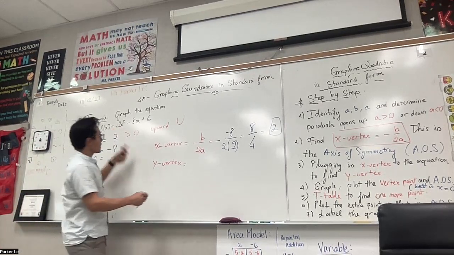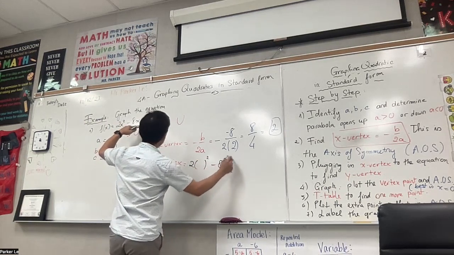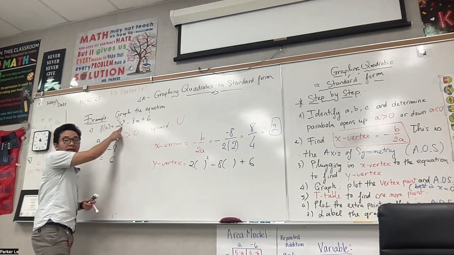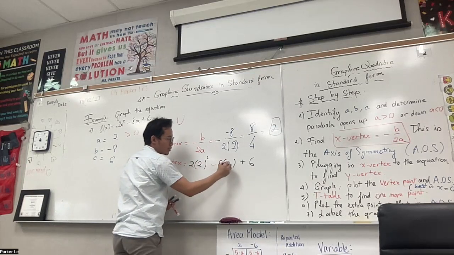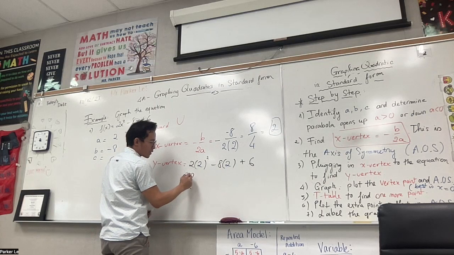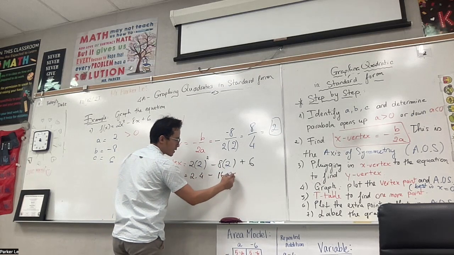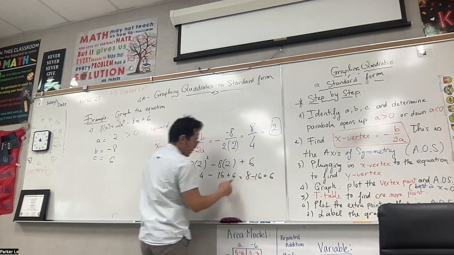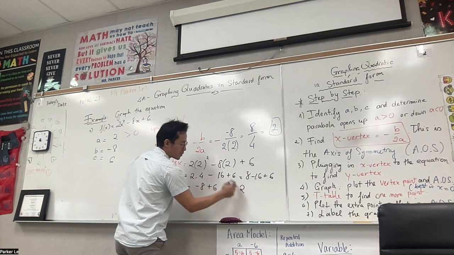So I'm plugging it in right here. Whenever I see x, I'm going to replace it by 2. So put 2 here, put 2 here. 2 squared is 4, so it becomes 2 times 4, which is 8. Minus 8 times 2 is 16. 8 minus 16 is negative 8. So it will be negative 2.